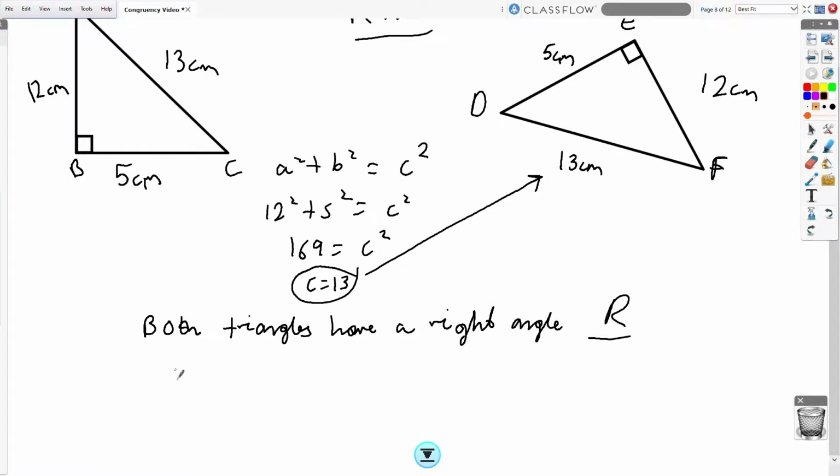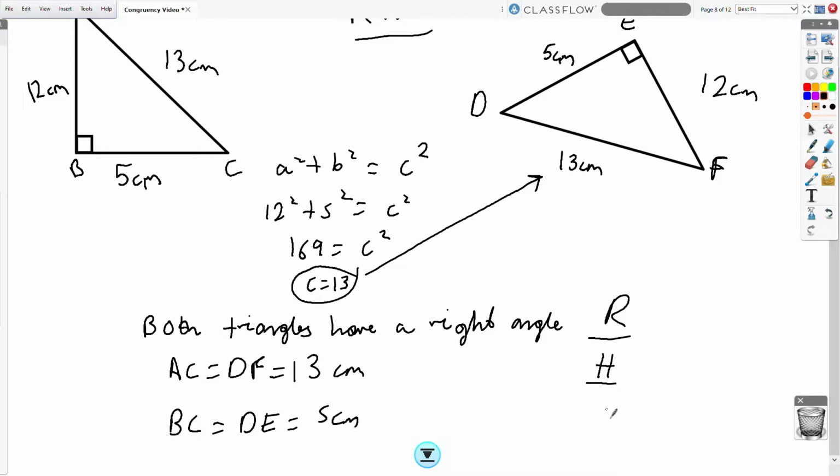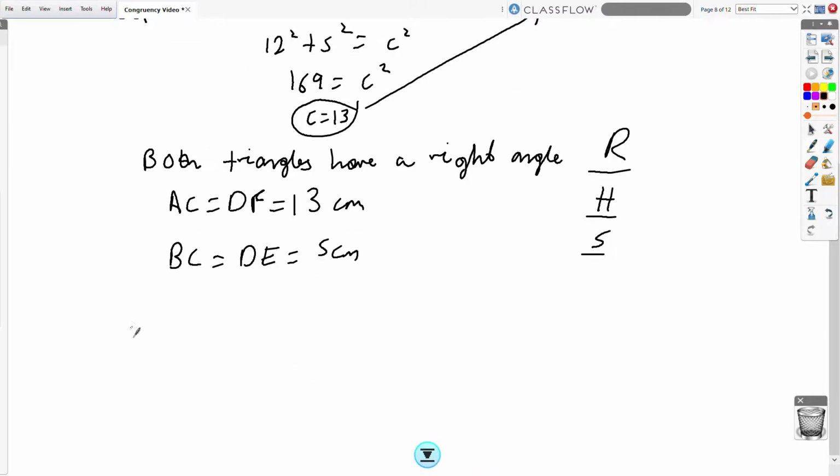So you can say AC is equal to DF, which is equal to 13 centimeters. So we have an equal length hypotenuse, and then any other side, BC is equal to DE, which is equal to 5 centimeters. So we have our third side. So we have RHS, so therefore the triangles are congruent.